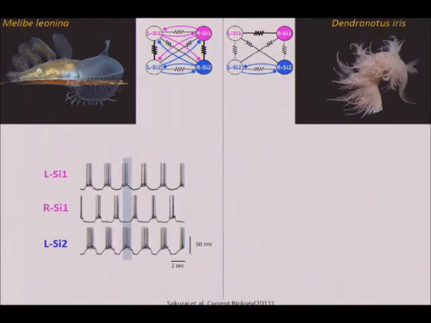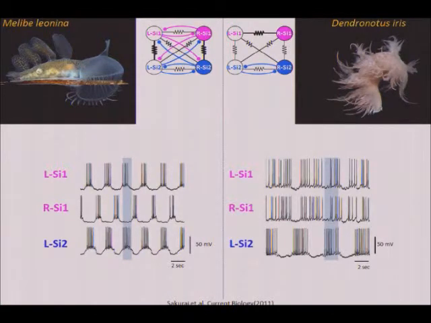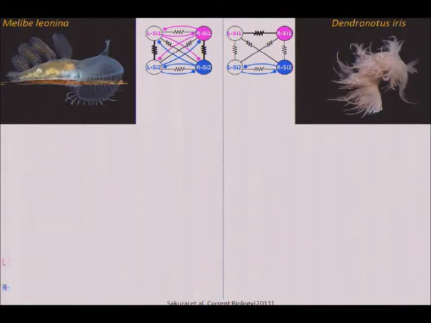In Melibe, the SI1s are rhythmically active. They're part of the central pattern generator. So the left and right SI1s fire in alternation, and the left swim interneuron 1 is coactive with the left swim interneuron 2. In Dendronotus, the swim interneuron 1s are not rhythmically active in a constant phase relationship to the swim interneuron 2s, and they're not antagonistic to each other. So the swim interneuron 1s are not really part of the central pattern generator for swimming in Dendronotus, even though the behaviors are very similar and probably homologous.